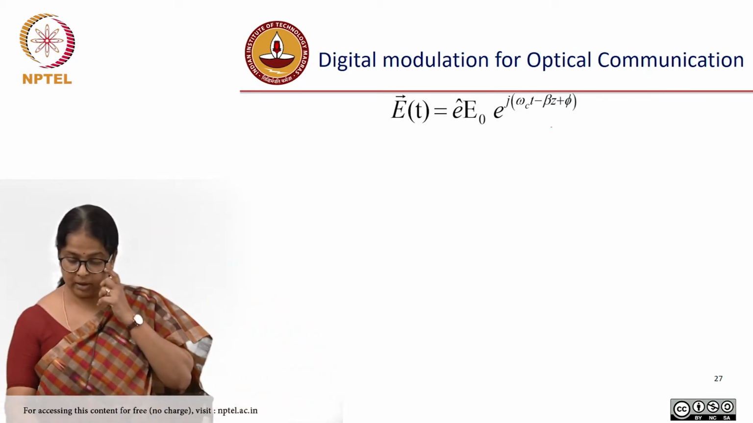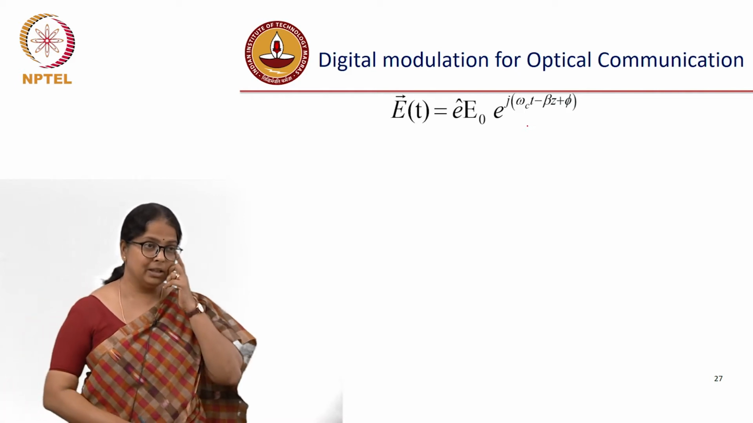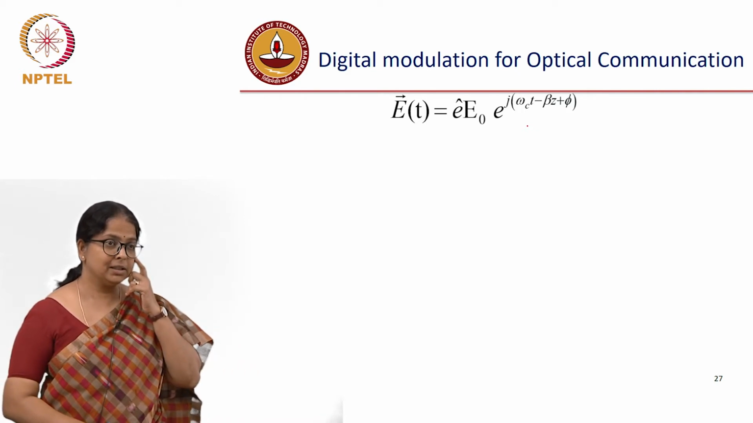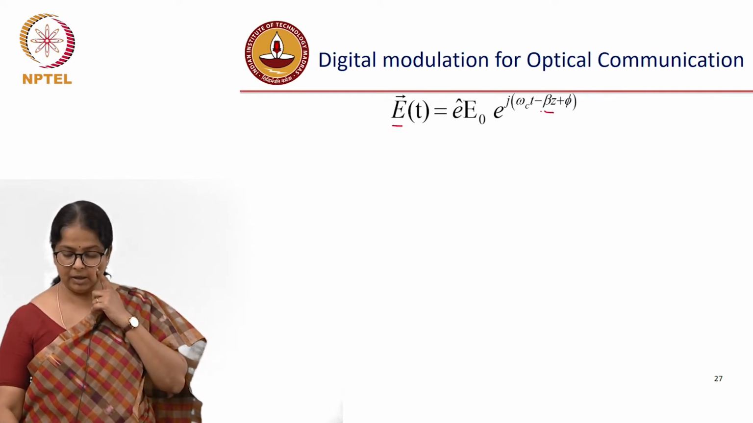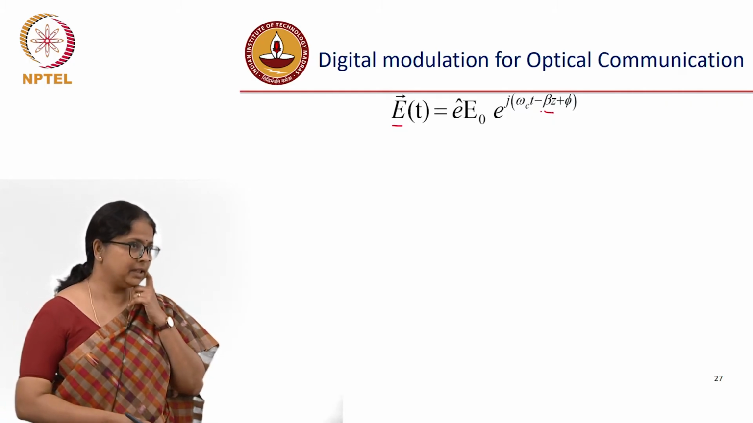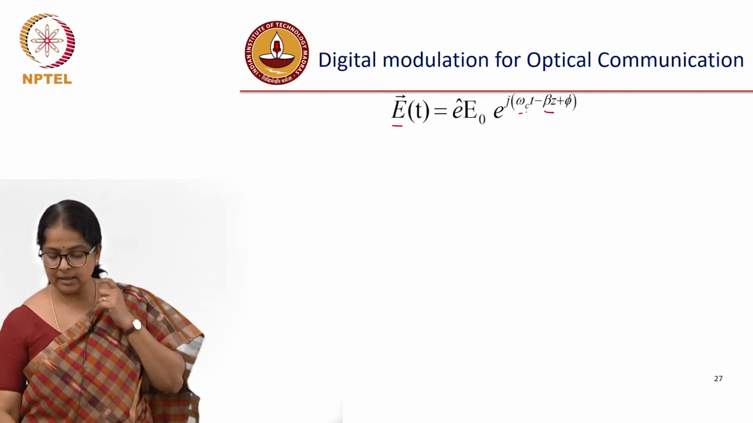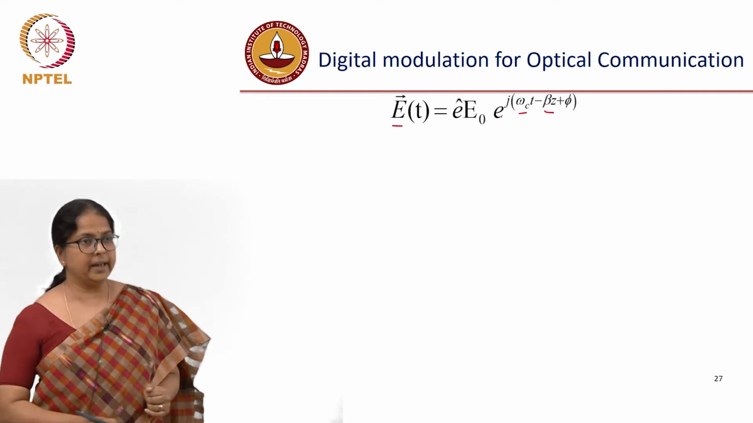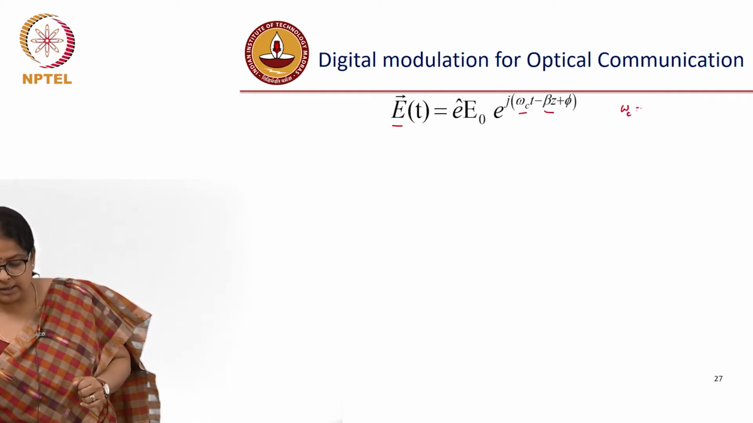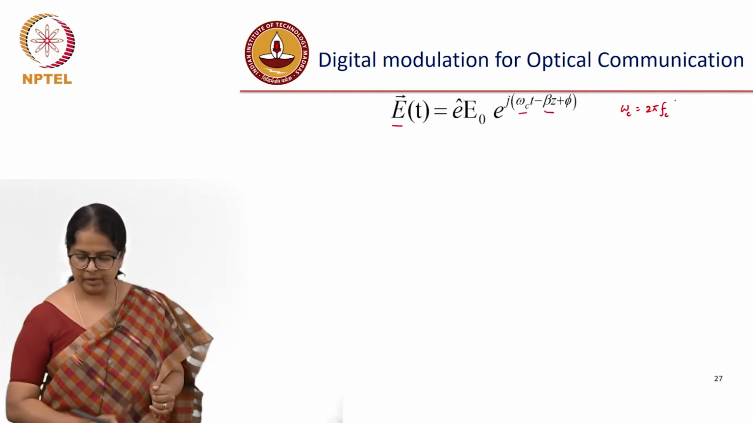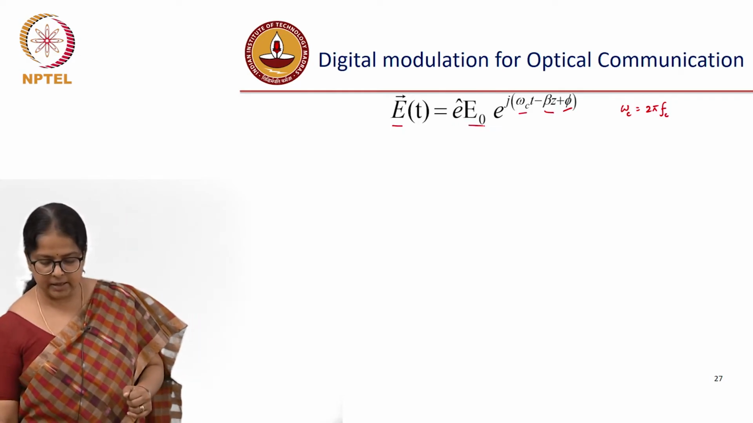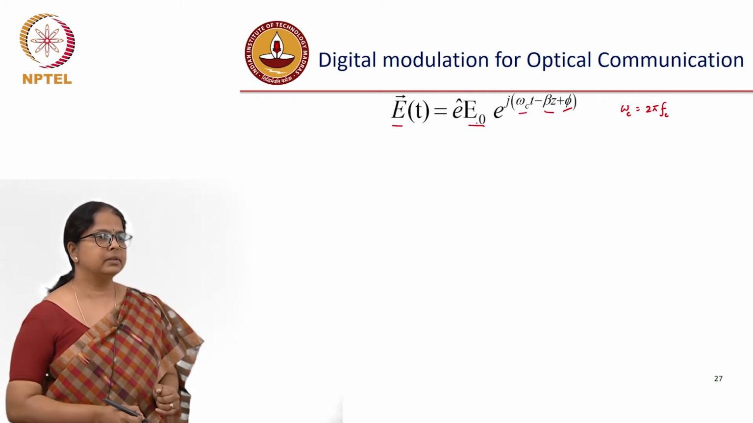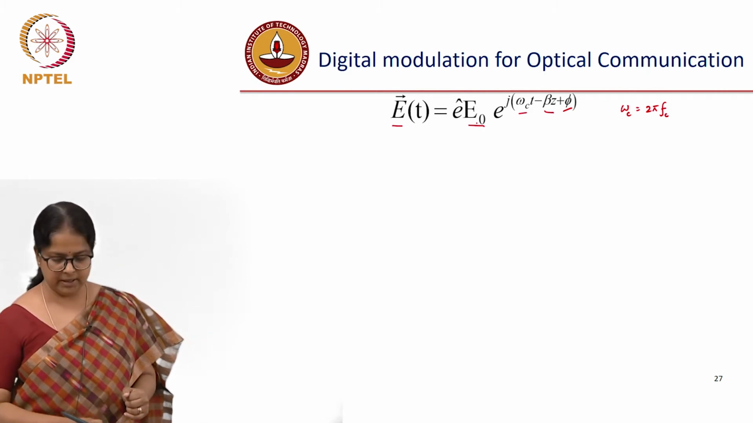So, can you recognize what this equation is about? What does this represent? This is an electric field propagating along the positive z direction with a frequency, angular frequency omega c. So, this is 2 pi fc, where fc is in hertz, having a specific phase phi, right, and E naught is the amplitude of the electric field.